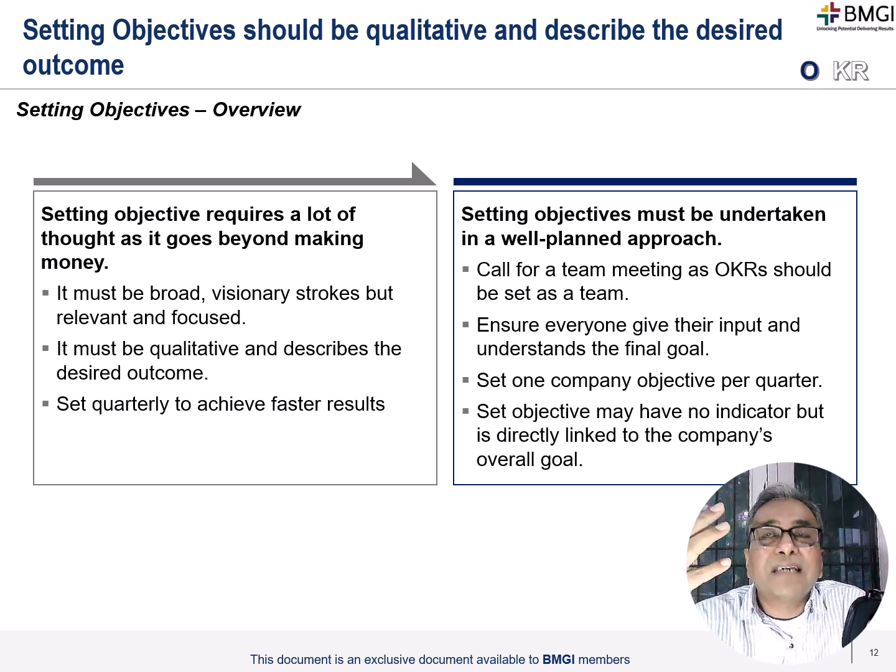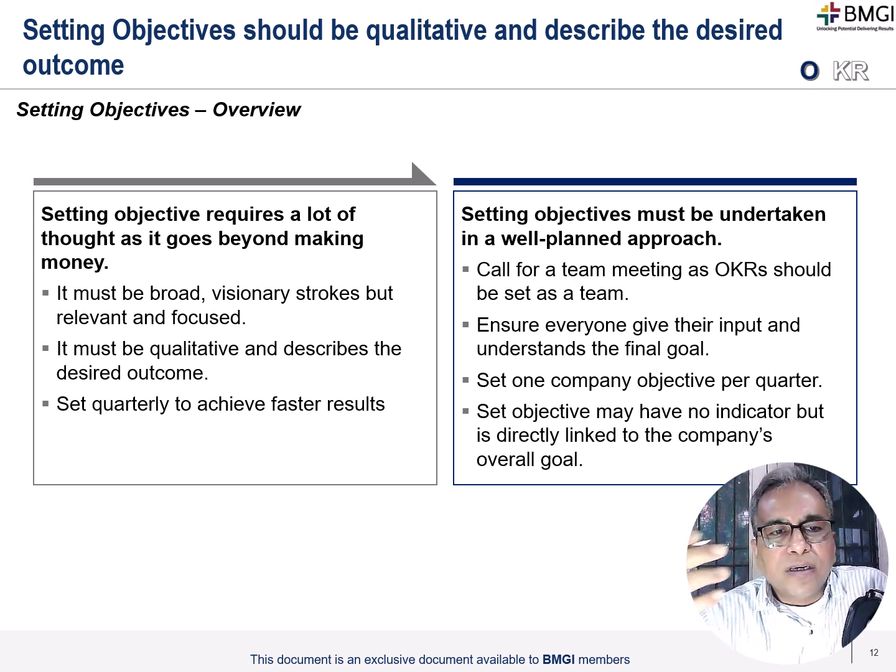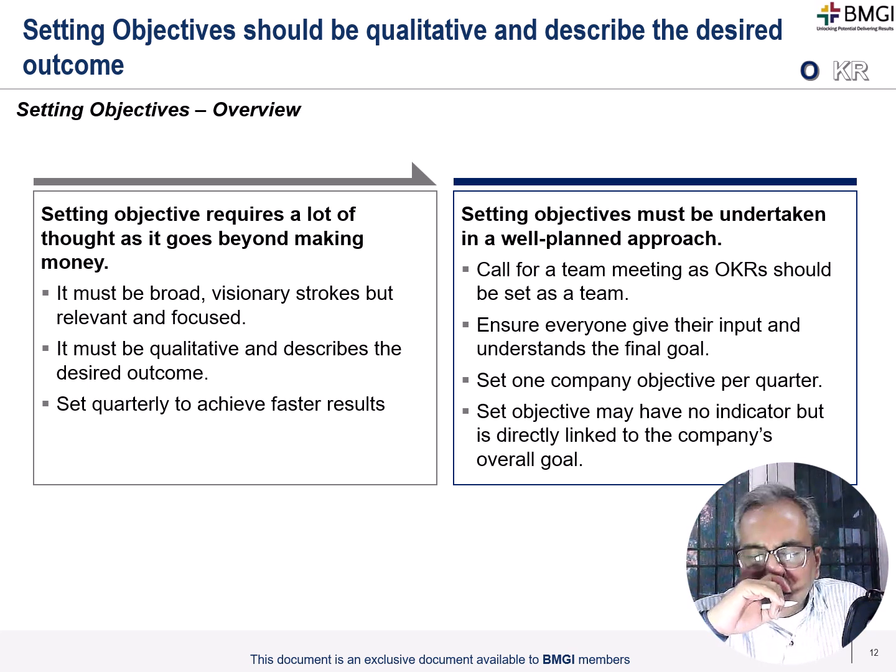Set one company objective per quarter. However big or small you are, what is that one thing you want to do? The objective may have no indicator, but it is directly linked to the company's overall goal. As I said, it's qualitative. But one objective per quarter is what you can start with. That's how you should start this process, because it's easy to learn, and you will learn, you will fail also. I'm making the statement that you will come to face issues, but if you start doing it, you will get to know.